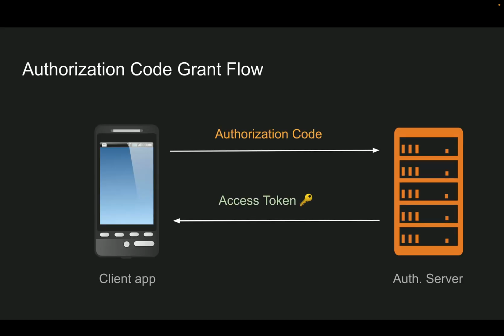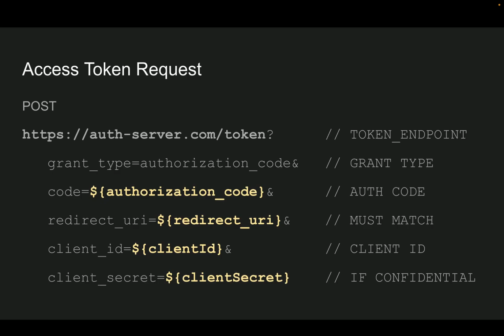Now let's see what is the flow of authorization code grant. So first of all, client app sends the authorization code to the authorization server, and then authorization server sends back the access token for that user. Now we have already seen how to get the authorization code, so that's why I have only included the part after getting the authorization code. We need to send some request to authorization server from the client app. First of all, the request method is post, and we send the request to token endpoint.